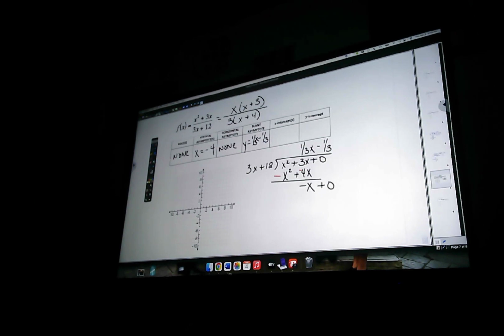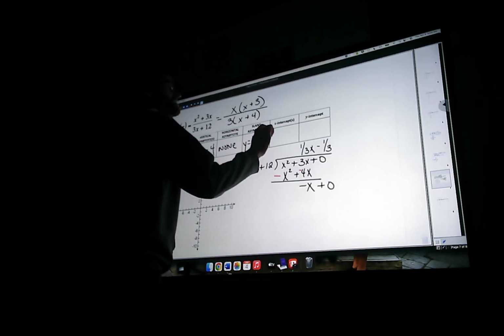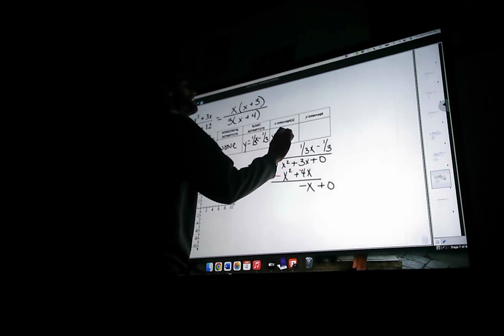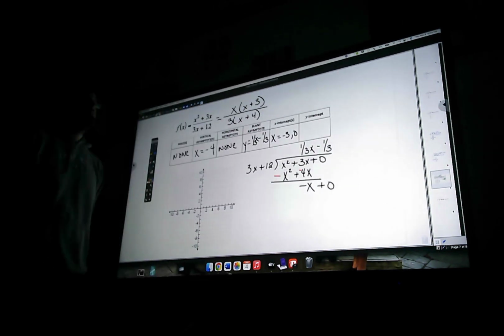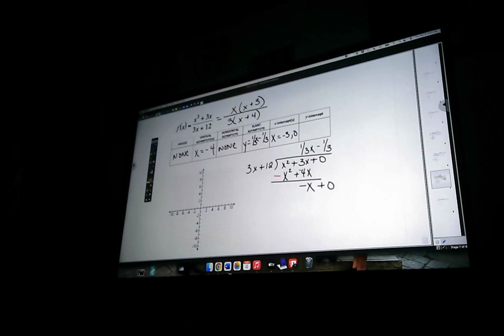X-intercept, where is this going to cross the x-axis? X equals -3. And? 0. And 0. Yes, I do have 2. Just set y equal to 0.